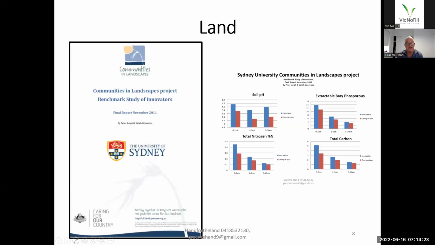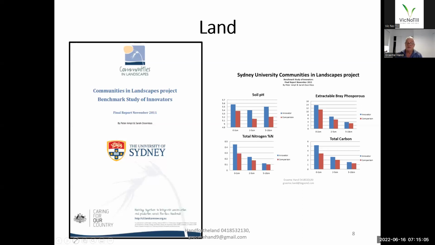So work I did with Peter Ampt and Sarah Dombas, this was looking at people that had adopted management that increased landscape function. At the time, it was grazing management. This was in central, west and southern New South Wales on this big project we were on. And these are the averages. The figures on some farms were actually much higher. So it was a fence line comparison between people that were set stocking and people that were doing some planned grazing.